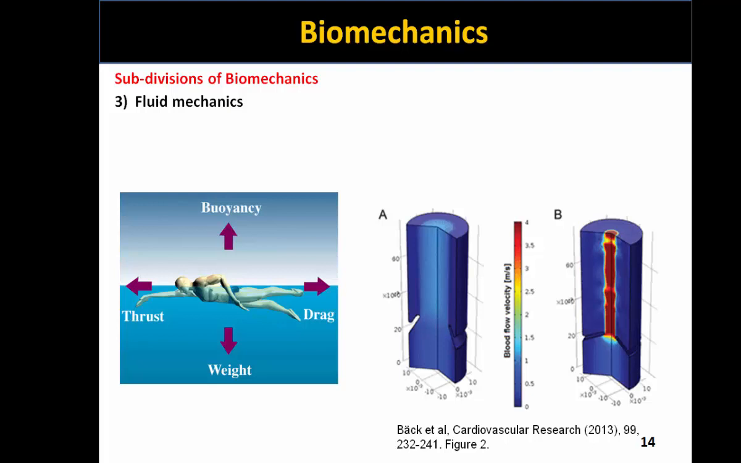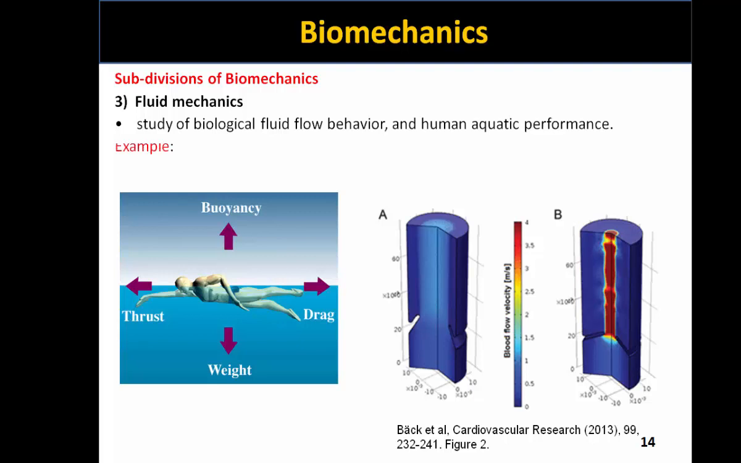The third subdivision of biomechanics that we will not focus a great deal on in this course falls under the category of fluid mechanics, and that refers to the study of biological fluid flow behavior and mostly human aquatic performance. In other sports such as cycling, air is considered a fluid, and so a major focus of research and application in the sport of cycling relates to how different pieces of equipment, the bike, the position of the cyclist, the helmet, can reduce the resistance of the air to their forward movement.